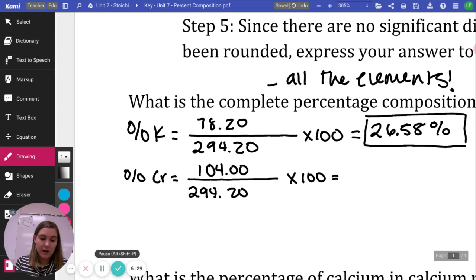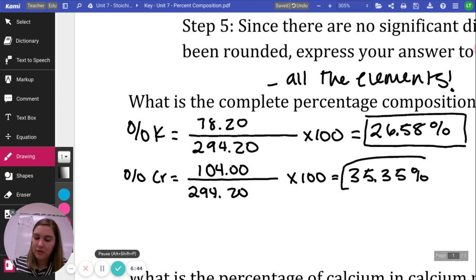So 104 divided by 294.20 times 100 gives us, rounded to 2 decimal places, 35.35% for our percentage of chromium.